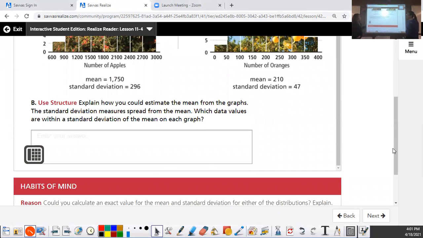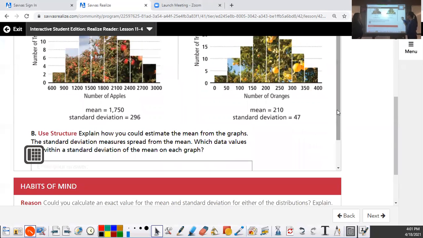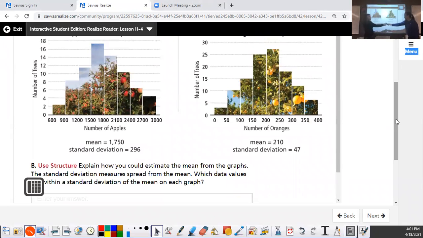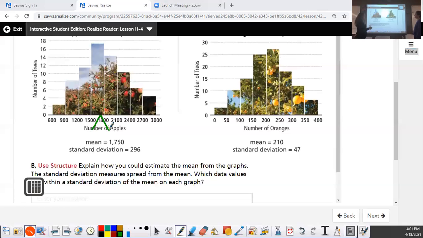All right. Part B says use structure. Explain how you could estimate the mean from the graphs. A standard deviation measures spread from the mean. Which data values are within a standard deviation of the mean? So we're just eyeballing this idea. And they've given you what the mean actually is. So 1750, that'd be in here. I don't know if you guys talked about it kind of being a fulcrum or a tipping point, or a balance point. So 1750, if they hadn't provided that, you might have thought it was going to be around there because that would be your balance point. And then same with 210 over here. I might have put it slightly to the left, but I would be pretty darn close to that.